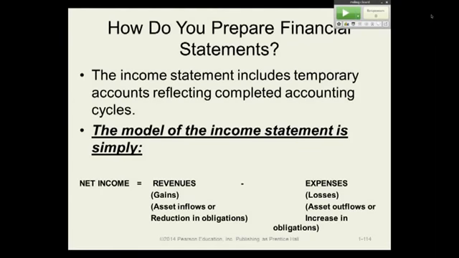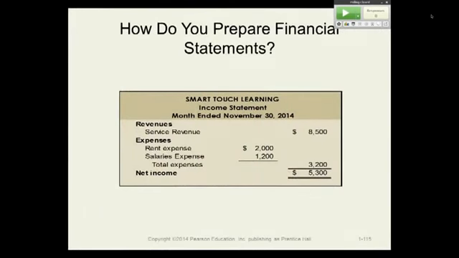So if you go to the next slide, it'll show you what the income statement looks like. The income statement, again, lists revenues and expenses, gains and losses, and the net income or net loss for the period. A couple of things to notice here. We left off with this.